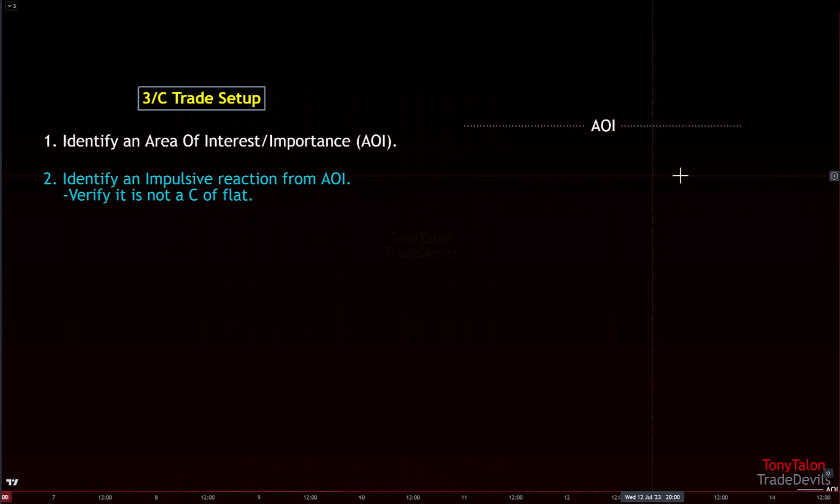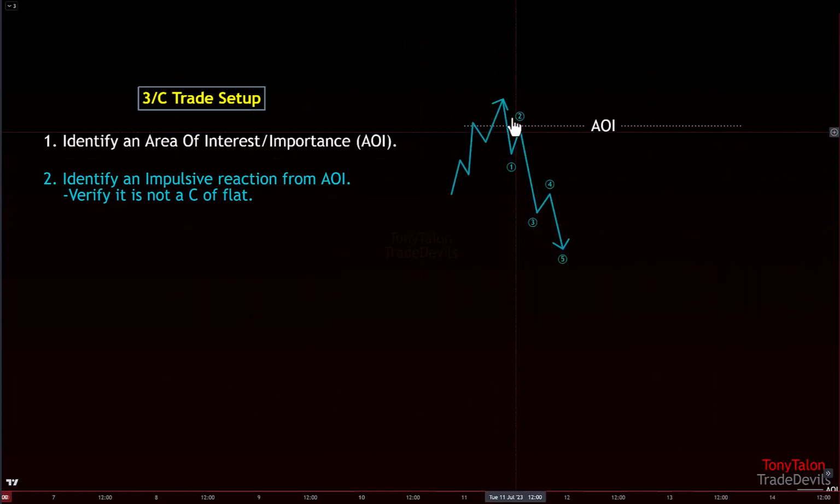And then it's not a C of a flat. So an Elliott wave here, we're looking for an impulsive move or a swift move away from an area of interest. Again, this can be fibs, EMAs, geometry, whatever your method is. Area of interest is what we're looking for to play off of. Basically, any kind of setup.